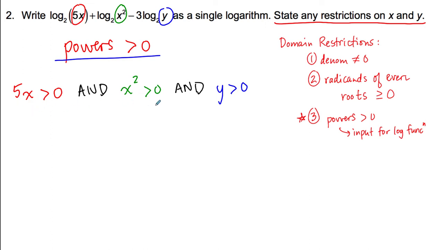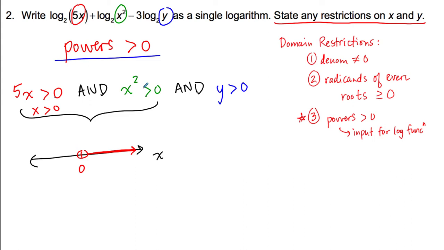So we can look at these two combined because those are the same variables. And if we plot those on a number line, an x-axis, saying that 5x must be greater than 0, we divide both sides by 5, we get that x must be greater than 0. So to say x must be greater than 0 means a set of x values like this. Now, to say that x squared is greater than 0 means if x is negative and we square it, we get positive. Or if x is positive and we square it, we get positive.